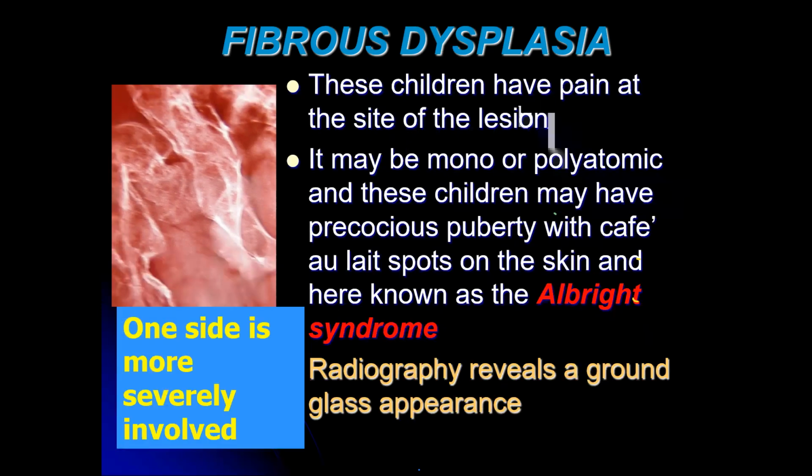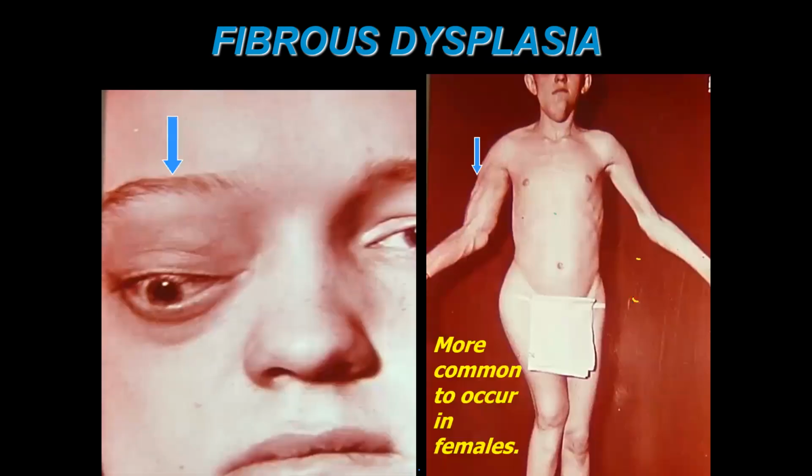These children have pain at the site of the lesion. It may be monostotic or polyostotic, and these children may have precocious puberty. And if they have precocious puberty, it's known as Albright syndrome. And if you take a plain X-ray of the bone, it gives you a ground glass appearance. This is a patient who has fibrous dysplasia. You notice that it involves one side more than the other sides, and it involves the whole body. And there are cafe au lait spots.